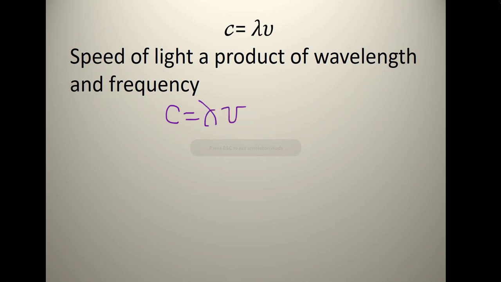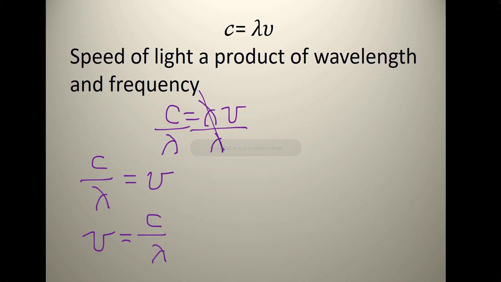So if I wanted to get frequency all by itself, I would divide each side by the wavelength. So wavelength would cancel, and I would get frequency is equal to the speed of light over the wavelength. And you could actually flip this around, so it looks like this. All right, so there is one formula that I could get from my speed of light formula.